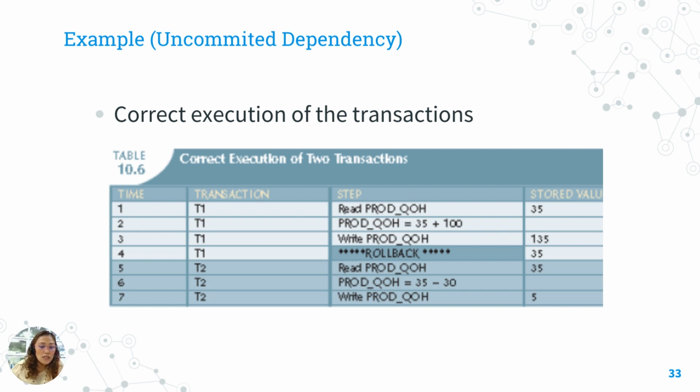So the moment transaction 1 completed its update by rolling back the update, that's the time that transaction 2 can access the data item, product quantity on hand. At this time, it is still 35, and then minus 30 for the selling of 30 units. Hence, the current quantity on hand will be equal to 5. So this is the correct way of implementing the update without uncommitted dependency.